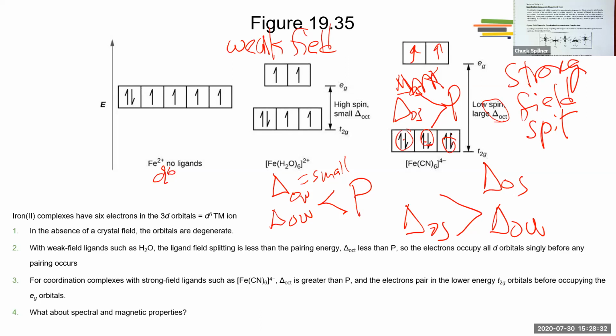So it'd still be a low spin. It'd still have less spin than the other case. So strong fields are always low spin, and weak fields are always high spin. And I think that's what it says at the bottom of this slide.